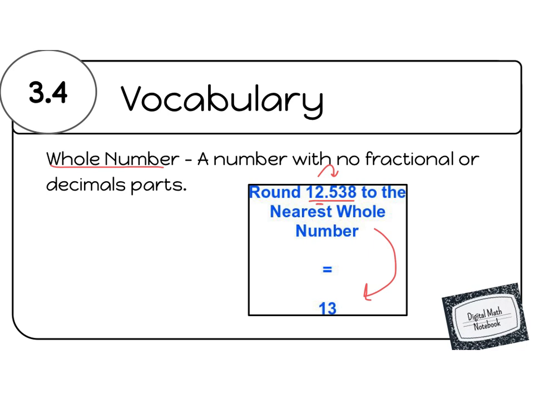If we think about this as money, we would have $12.53. 53 cents is closer to a whole dollar than it is to 0, so we round up to $13. Please pause to write the whole number vocabulary and definition in your digital math notebook. There is no I problem today, so be prepared to go to your digital math notebook next.